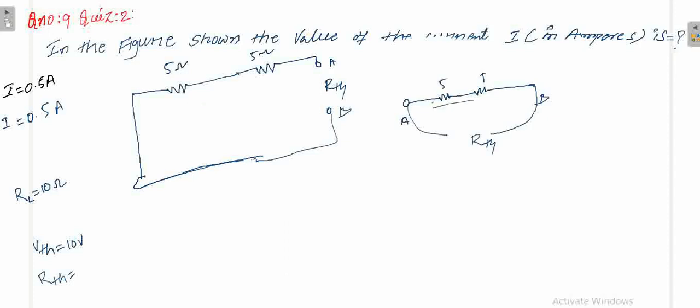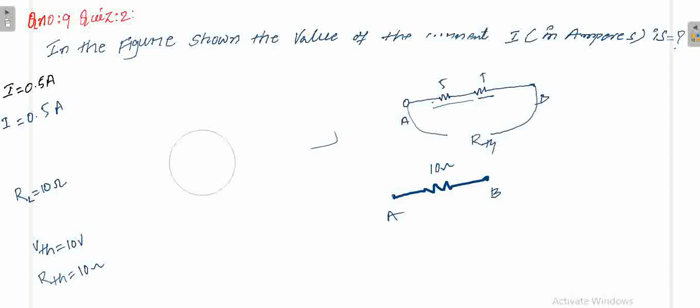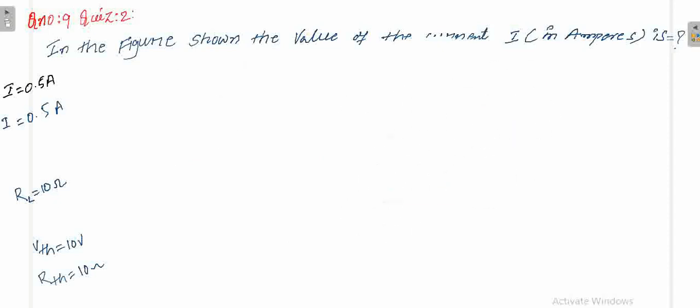So these 5 ohms and 5 ohms are in series. So the total resistance between A and B becomes 10 ohms. So RTH we got here 10 ohms. So according to Thevenin's theorem, we got VTH and we got RTH. Let us write here VTH. So this is your VTH.